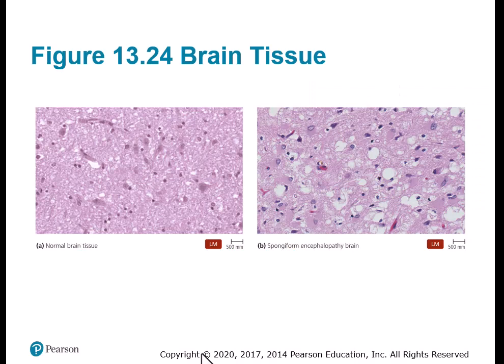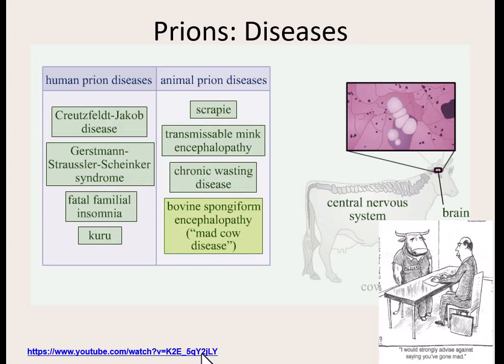This is just showing what normal brain tissue looks like, what spongiform encephalopathy looks like. And these are some of the different diseases that are caused by prion diseases. So the human prion diseases: Creutzfeldt-Jakob, fatal familial insomnia, and Kuru. An interesting part about Kuru, it's been eliminated. It was a prion disease. They only found it in like one African tribe, and it was very, very deadly.